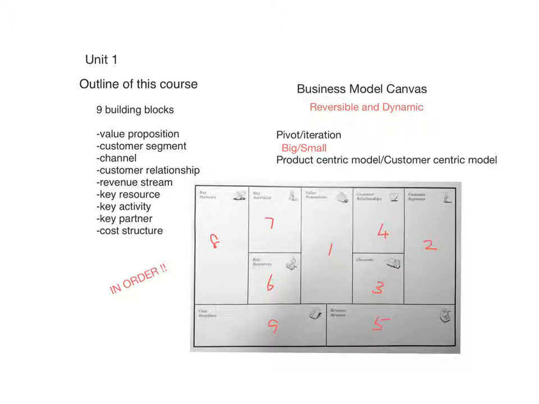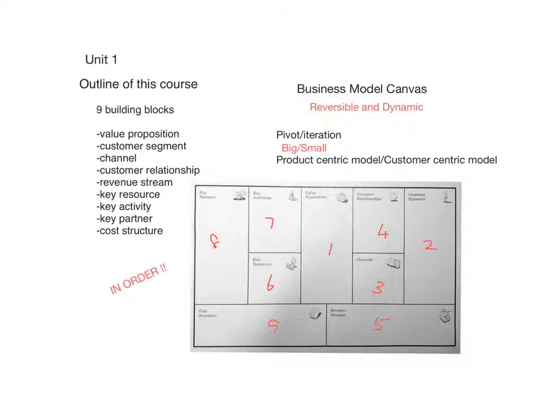Unit 1 is a summary of the whole course. It introduces the 9 building blocks, which are really important for this class. You have to remember the building blocks in order: value proposition, customer segment, channel, customer relationship, revenue stream, key resource, key activities, key partners, and cost structure. Those 9 building blocks are on the business model canvas, and we use a canvas instead of a plan for a startup because the canvas is dynamic, so we can easily make changes on it.